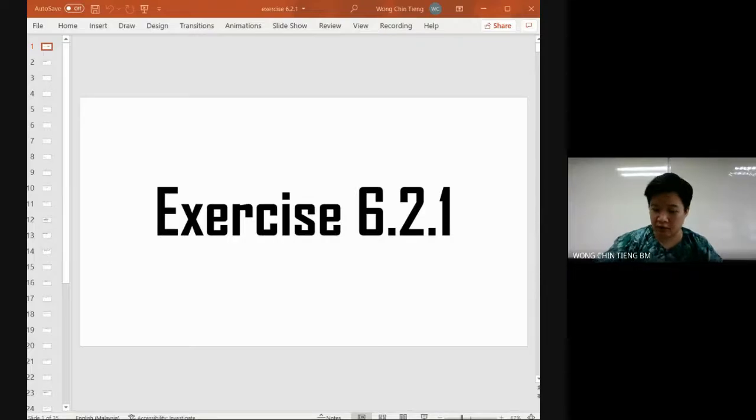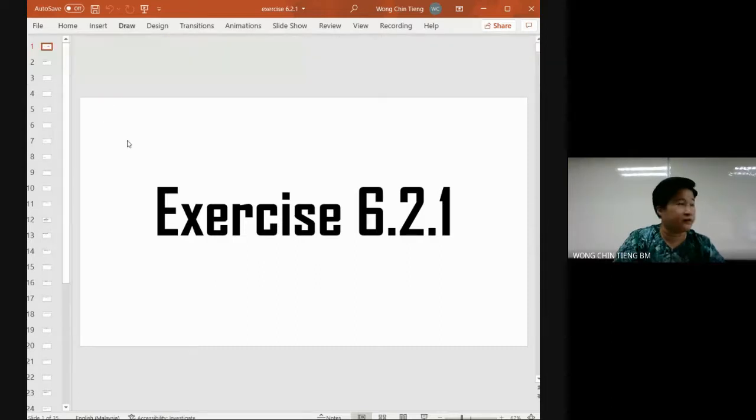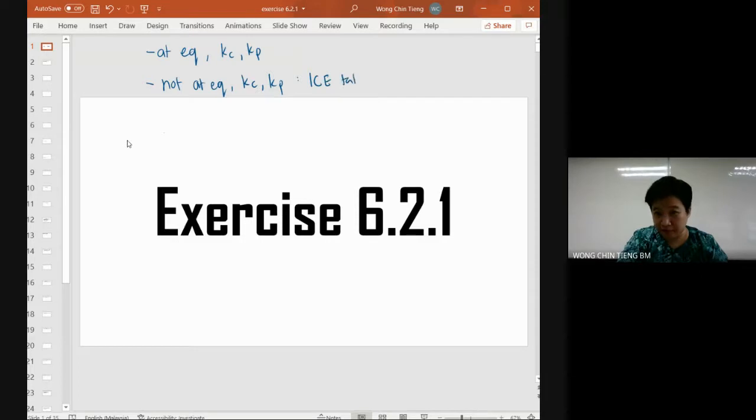Just going through a bit about your topic 6. Calculation of topic 6 has a few types. The first one is you are calculating your KC, KP at equilibrium. One more, you are not at equilibrium, but you need to calculate your KC, KP. So we can use your ICE table, right?